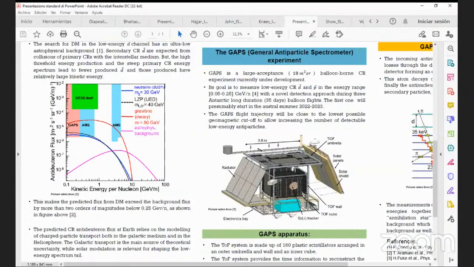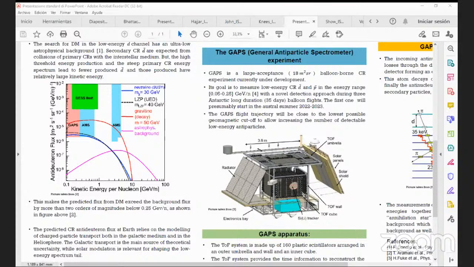GAPS is a large acceptance balloon-borne cosmic ray experiment. It is currently under development. Its goal is to measure low energy cosmic ray antideuterons and antiprotons, especially in the energy range between 0.05 GeV and 0.25 GeV per nucleon, with a novel detection approach. And this will be performed during 3 long-duration balloon flights in Antarctica.